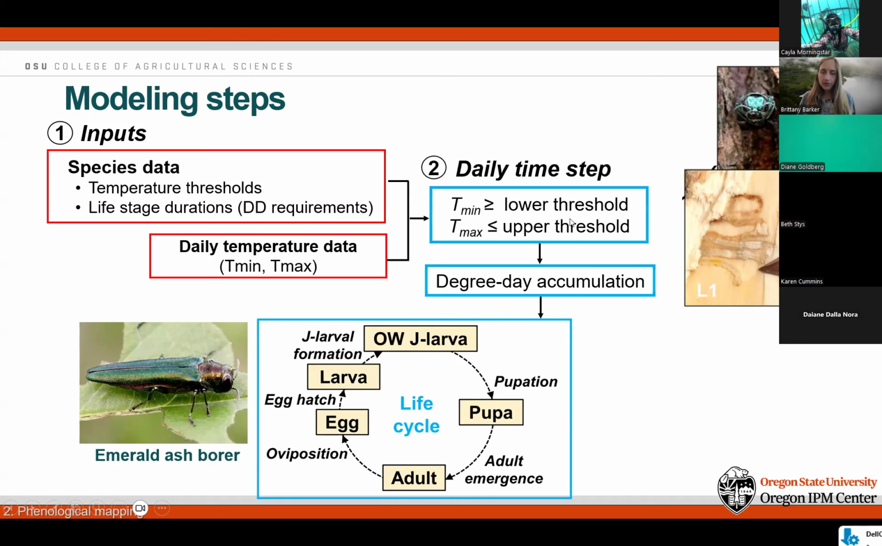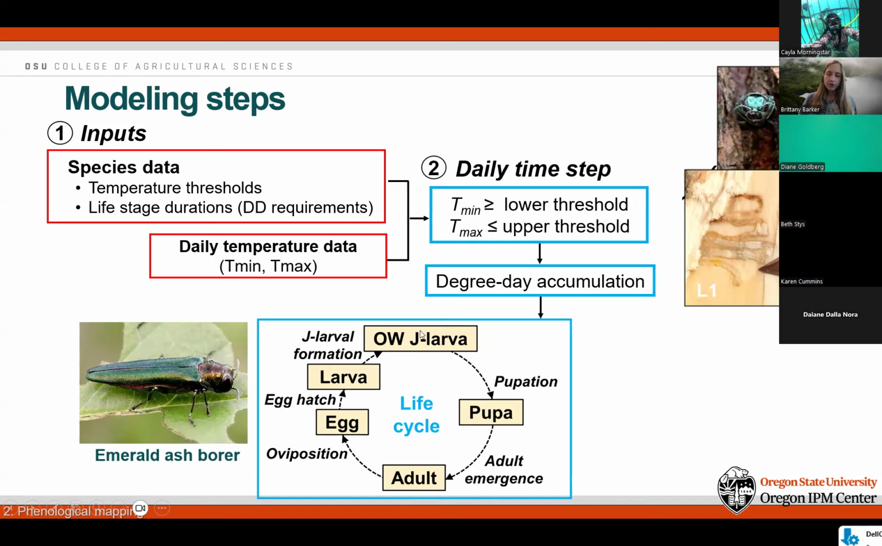So in the daily time step of the phenology model, you are going to take your temperature for that day, minimum and maximum temperature. If the minimum temperature is greater than or equal to the lower threshold, degree days will accumulate. And also the maximum temperature has to be below or equal to that upper threshold. So degree days accumulate, and you do this for, for example, the whole year. And then once you reach the degree day accumulation that's required, for example, for the overwintering J larva to pupate, then they have this progression through the life cycle over the season.